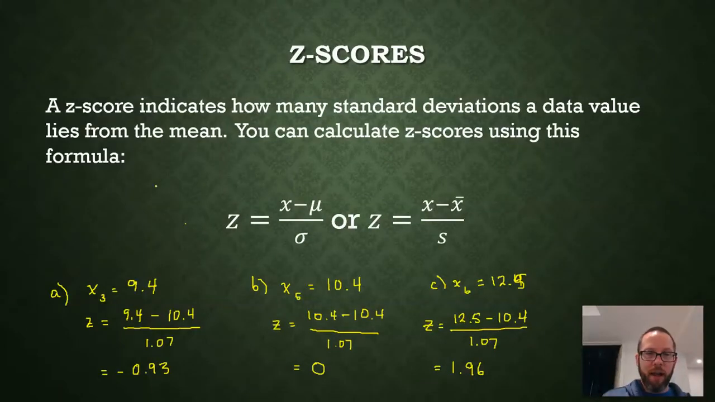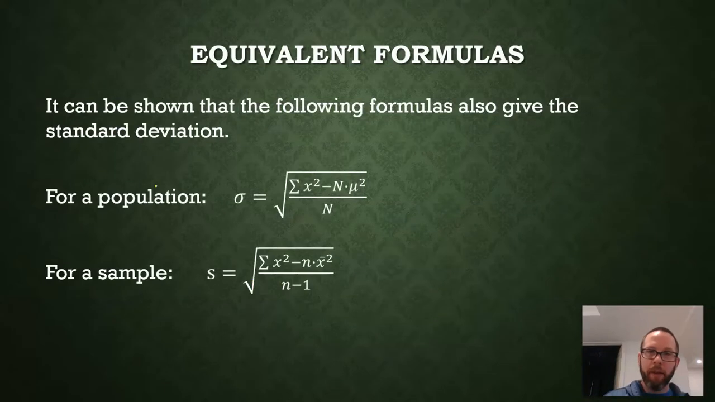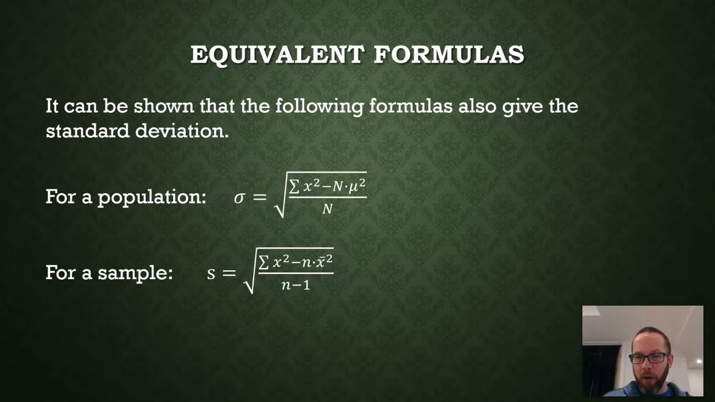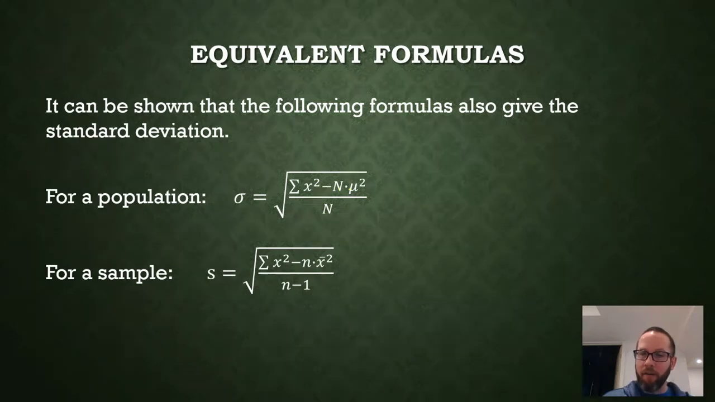So what's really cool is that there are other equivalent formulas for standard deviations that don't actually require you to find the deviations and square them. It can be shown, and we're not going to do this, it's a little bit above the scope of this course, but these formulas give you the exact same standard deviations. For a population, this notation here says you square the data values and find the sum of those squares. Then you take away the population size times the square of the mean and divide by the population size, and you get the standard deviation. For the sample, it's the same thing, but you divide by n-1 like we're used to.